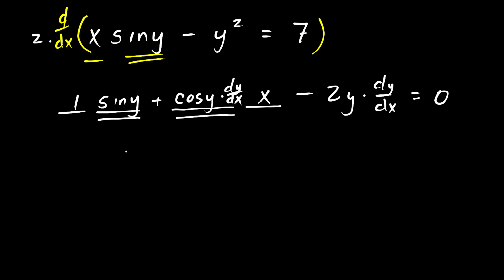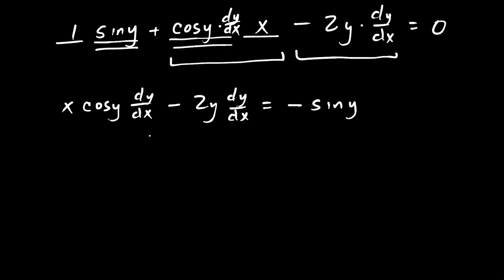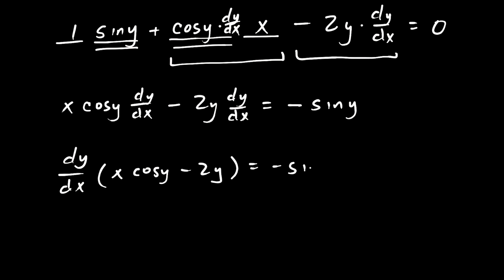So let's go ahead and clean this up a little bit, and we'll keep the dy dx terms right here on one side, and we'll kick that sine y over. So we're going to have x cosine of y dy dx, just to change the order a little, minus 2y dy dx, and that will be equal to our negative sine of y. So again, same step. We see dy dx, we just go ahead and factor that out. dy dx times x cosine of y minus 2y equals our negative sine of y.